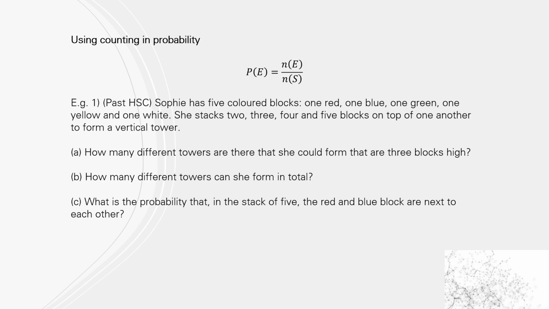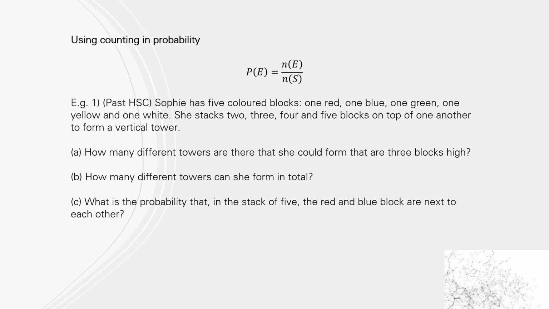From a past HSC, Sophie's got 5 colour blocks: a red, a blue, green, yellow and white. She's going to stack them in 2s, 3s, 4s and 5s on top of one another. If we're stacking the blocks in order, that's like lining up in a straight line, so order is important. Especially with the stack of 2, if the blue's the bottom one and the red's above it, or the red's the bottom one and the blue's above it, that is actually a different order for a stack.